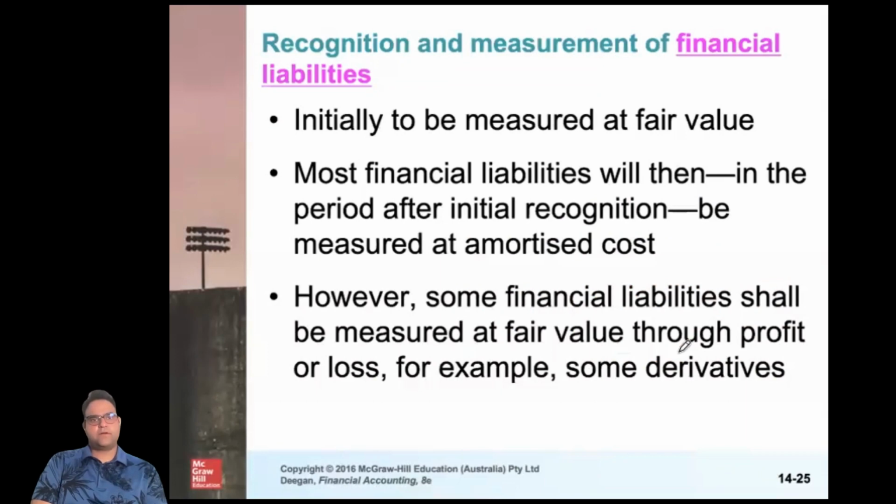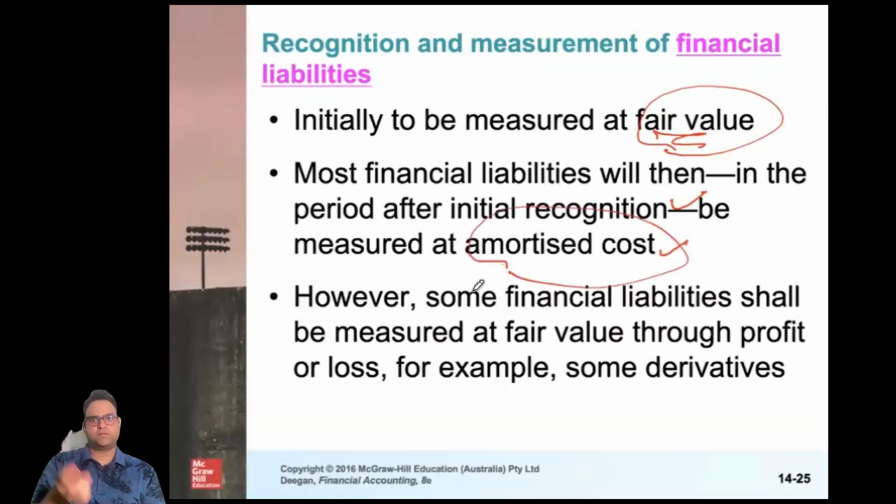Now, there's a different recognition and measurement of the financial liabilities. We haven't discussed the liabilities yet. It's initially measured at fair value, just like any other financial instrument. Most liabilities, after the initial recognition, we will measure using the amortization cost model. We have already done the cost model, but in the upcoming question, we will show you again how the cost model is done. So mostly we select the cost model for the financial liability.